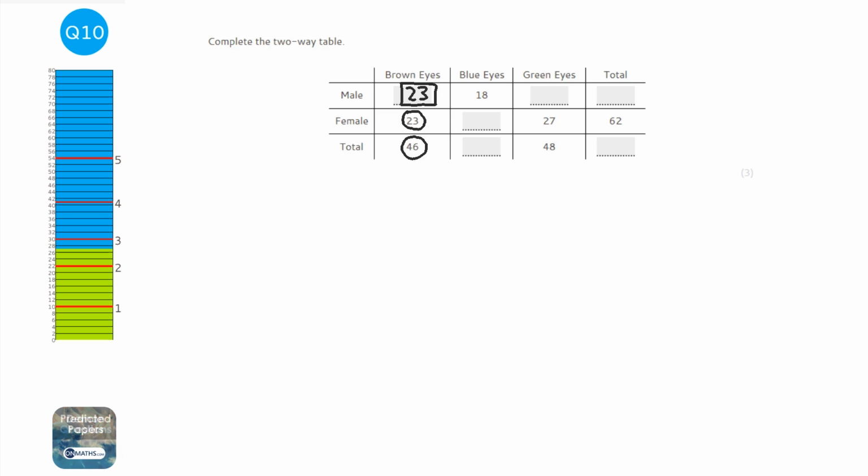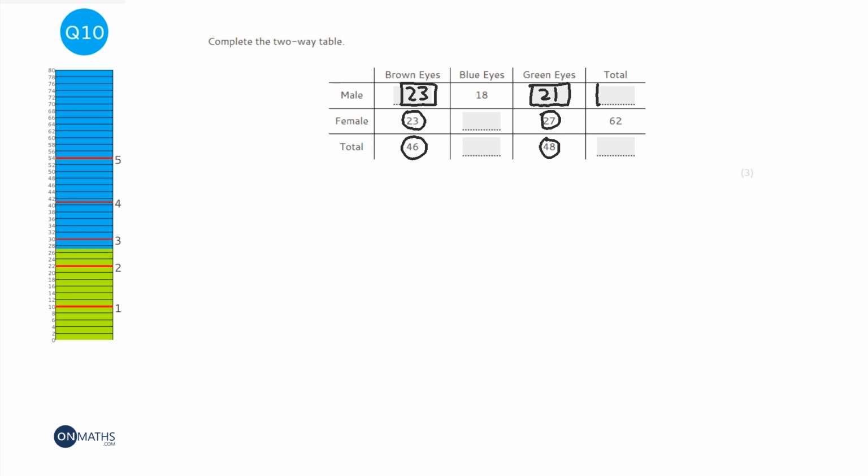Now let's have a look at a nice easy one. Right, green eyes, that's a nice easy one there. We've got 48 in total, and 27 females with green eyes. So we want to do 48, take away 27, and that leaves us with 21.